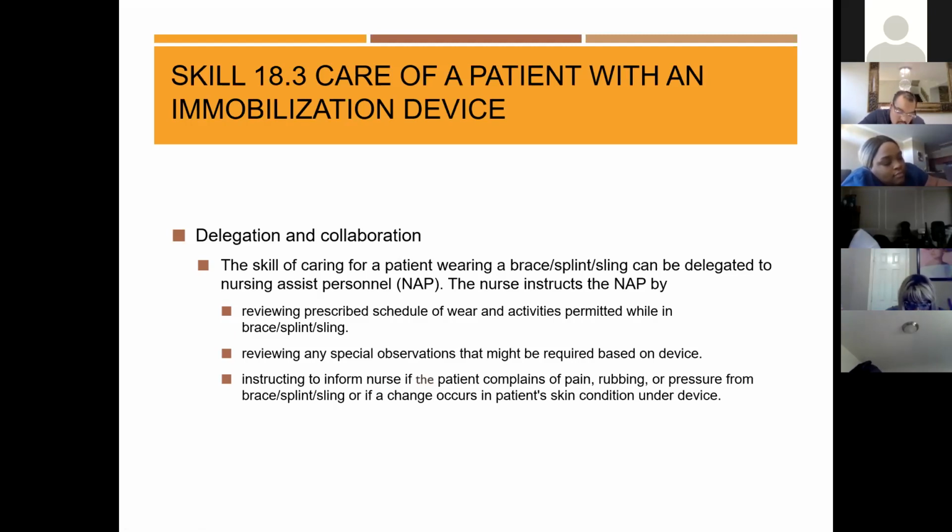Because those things can become uncomfortable. They shouldn't cause pain, but they may. We want to make sure that our nursing assistant can tell us or will tell us if any of those things occur. Okay.